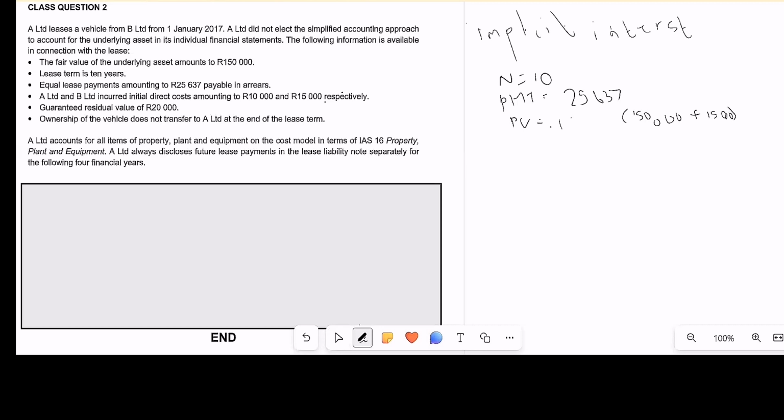So this is going to be 165,123, and the future value is going to be 20,000, since they said we guaranteed that we would pay them 20,000 at the end of the lease term. Then we'll have to compute the I. Once we put all of these into our financial calculator, we should get 10.03. This is the implicit interest rate. It's 10.03.